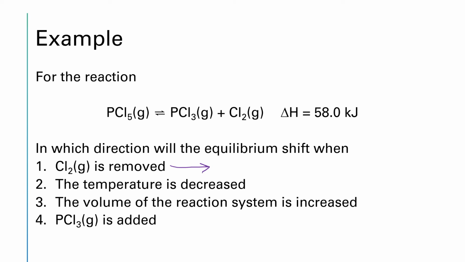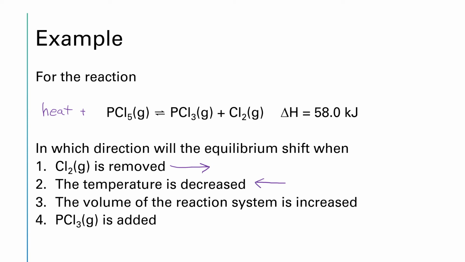If the temperature is decreased, well, delta H is a positive number, which means that heat is a reactant. So if we decrease the temperature, we're removing heat, so it'll shift to the side that heat is on, or shift to the reactant side, which means it's going to go to the left.